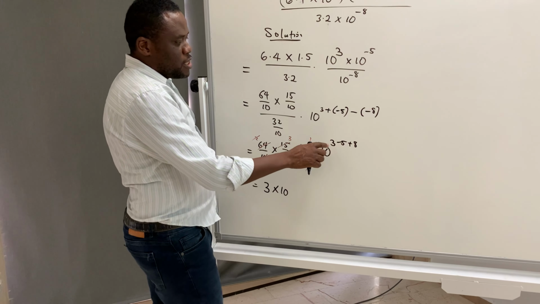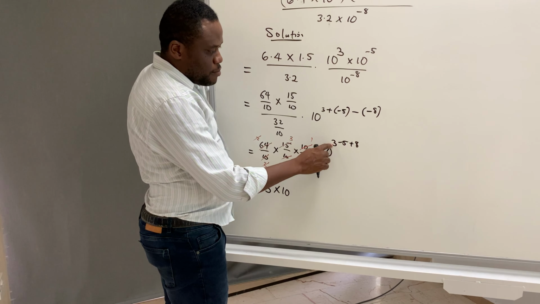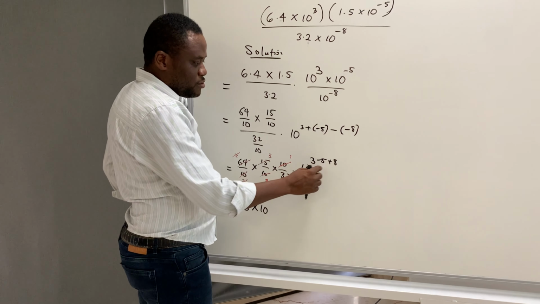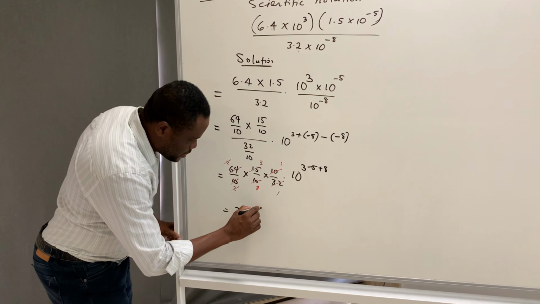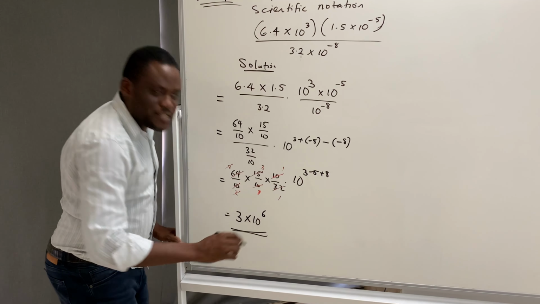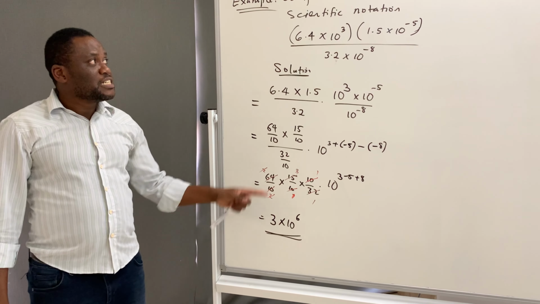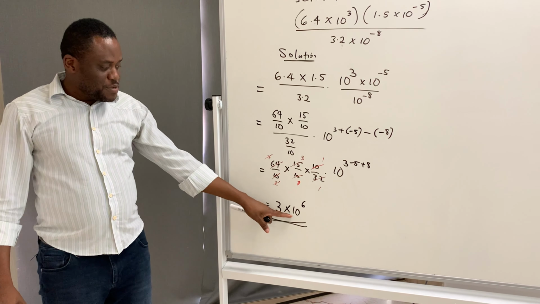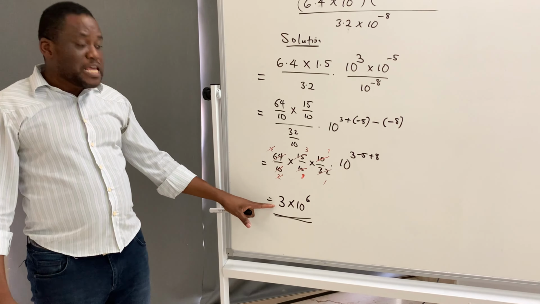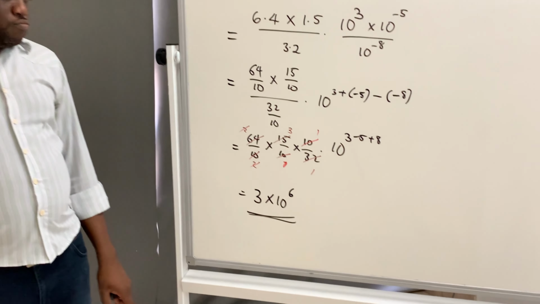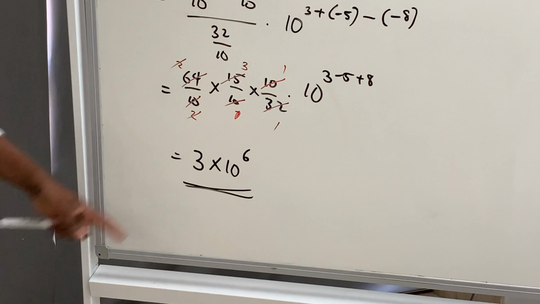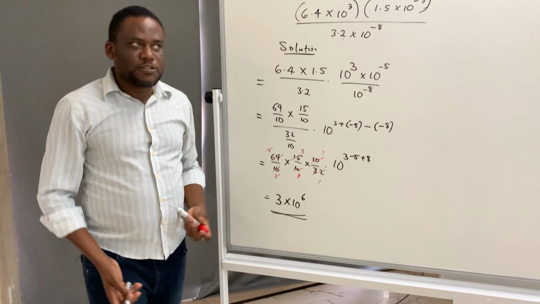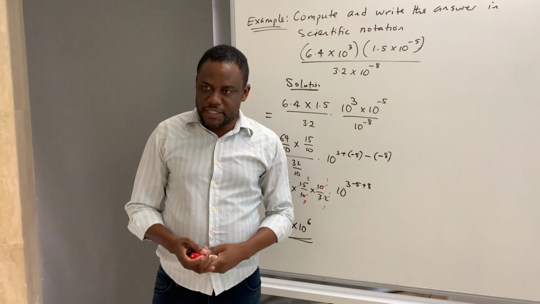10 to the power of what? 3 plus 8 is 11. 11 minus 5 is 6. And this is 6. In scientific form. If they tell you to write in standard form, that will be 6 zeros, right? That is 3 million. But you see, it's too long, so it's good to put the answer in scientific form. And that is the end.